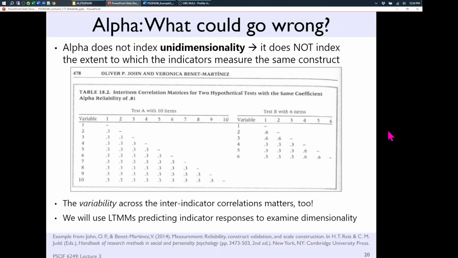So that's going to be the first thing that we do, is verify our dimensionality, get evidence that it's as we think it should be, and then we can talk about how reliably each trait is measured.